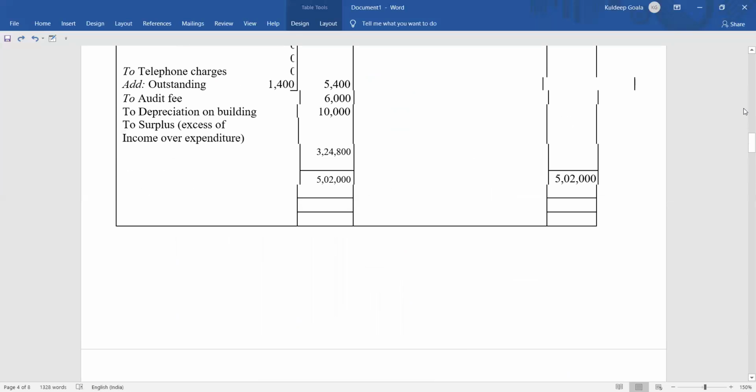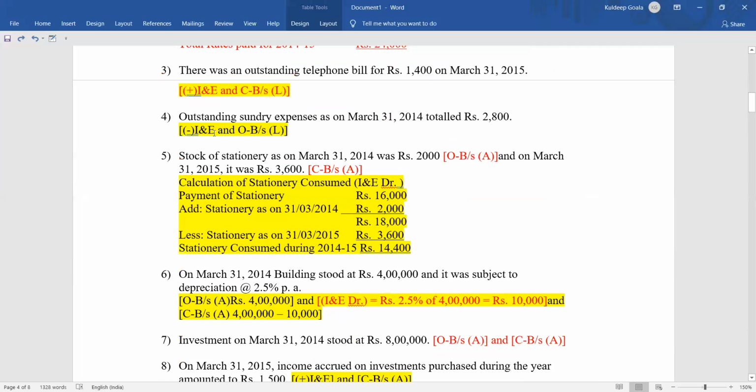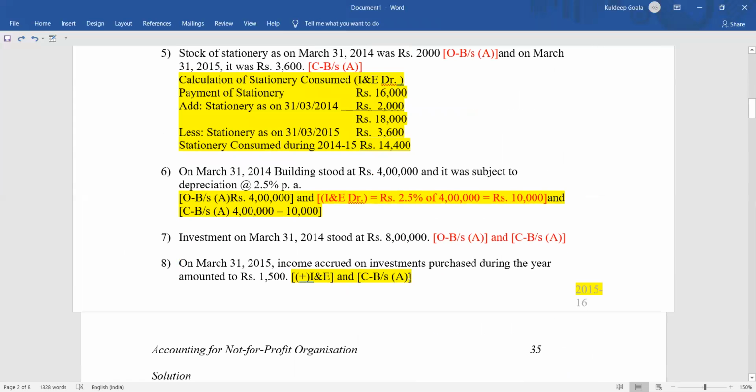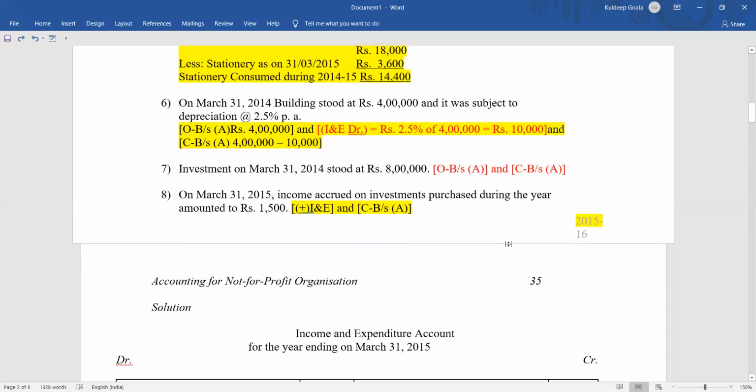Yeah. Then coming to the next one, what is there after the telephone bill? It is outstanding sundry expenses. It will not come here. Then what is there in the closing balance sheet liability side? We don't have anything here, we don't have anything here also. No, we don't have anything else. So we can go for the capital fund.